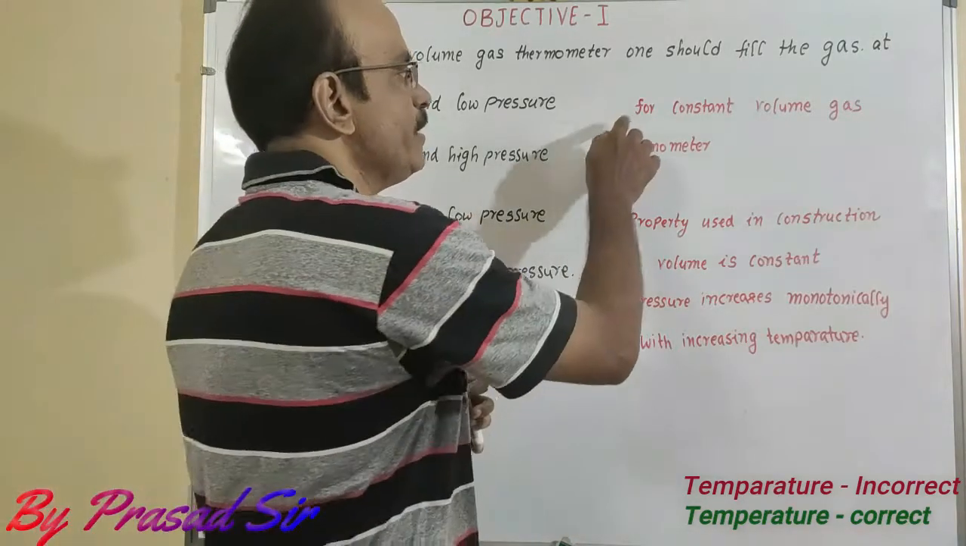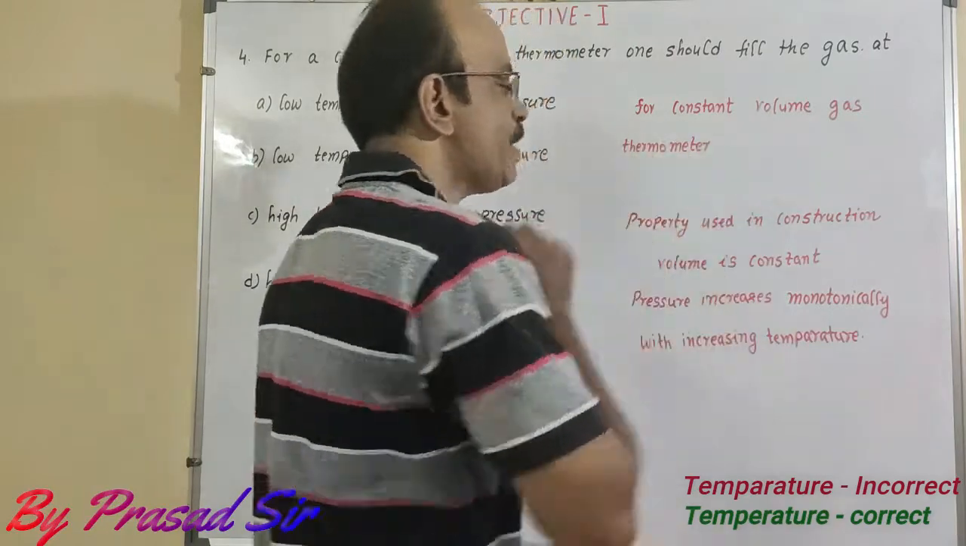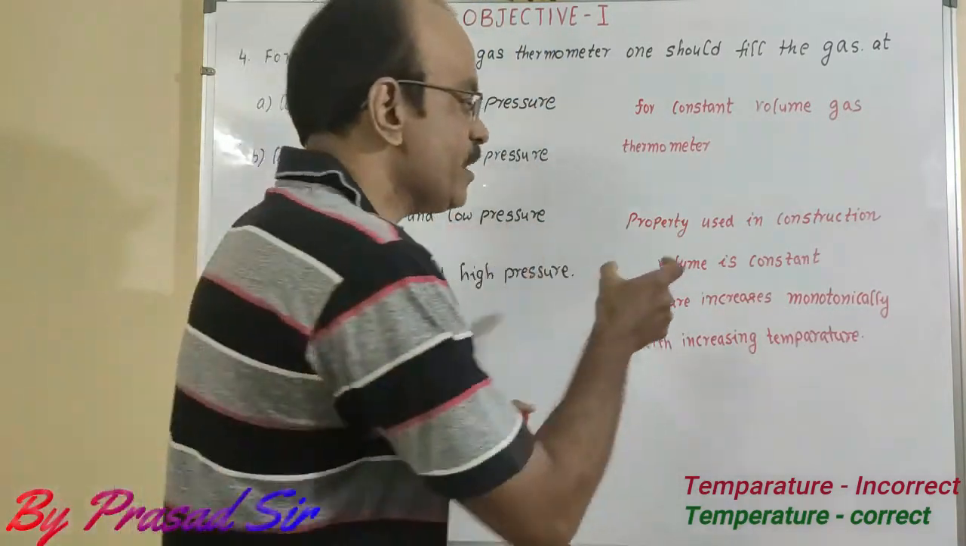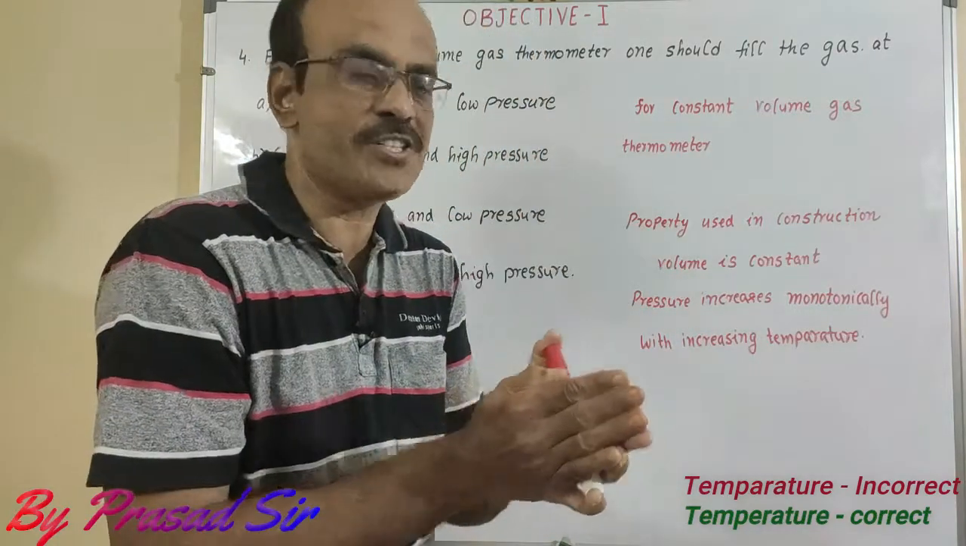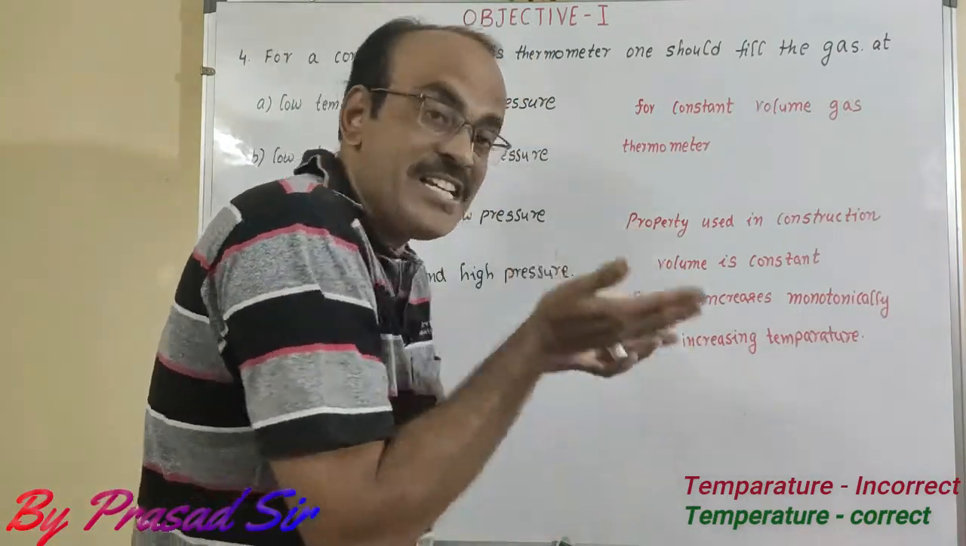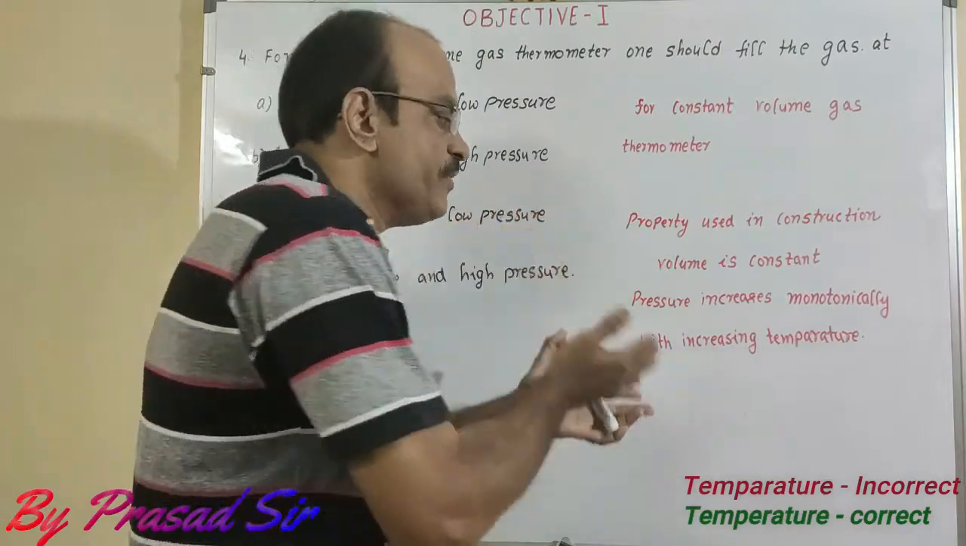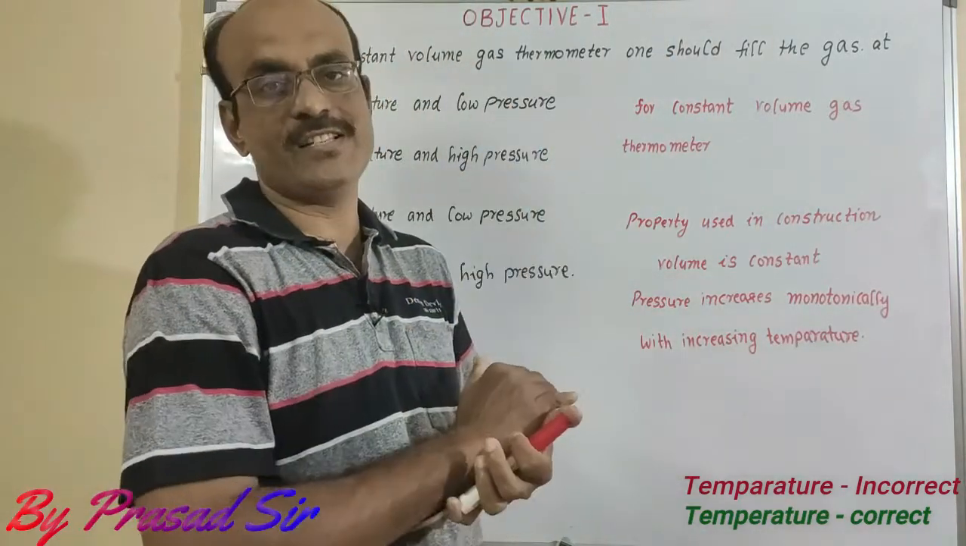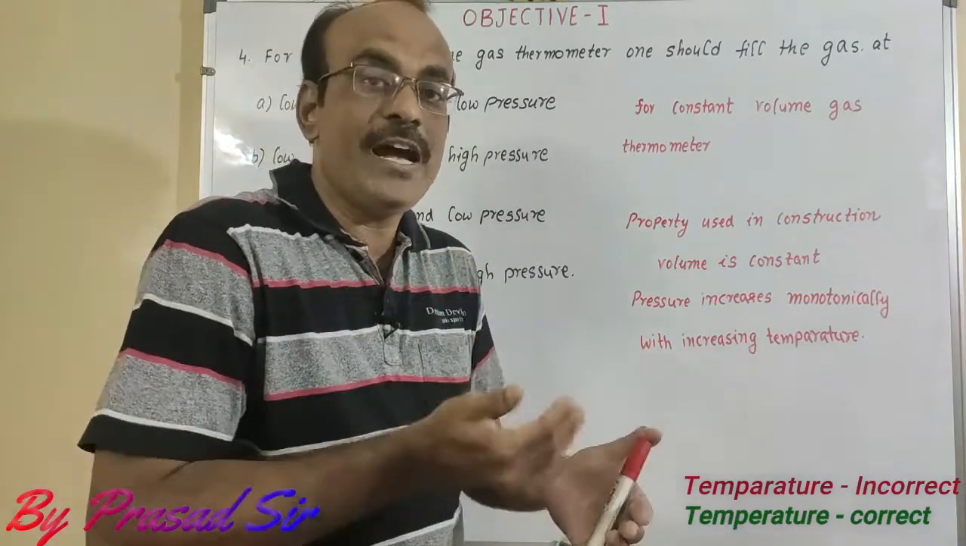But actually, for a constant volume gas thermometer, the property used in construction, what is that? Volume must be kept constant. There, pressure increases monotonically with increasing temperature. Whenever the temperature increases, pressure increases. So which one are we to take?